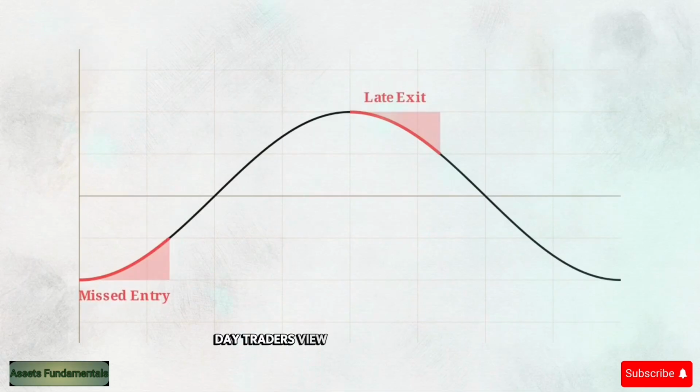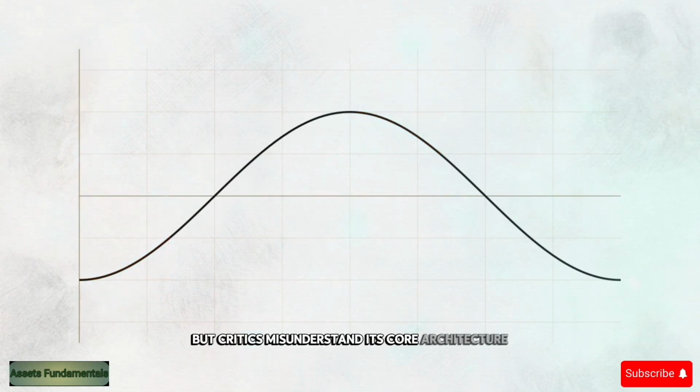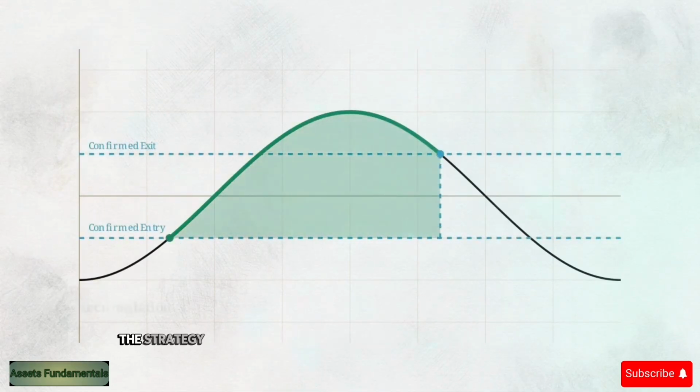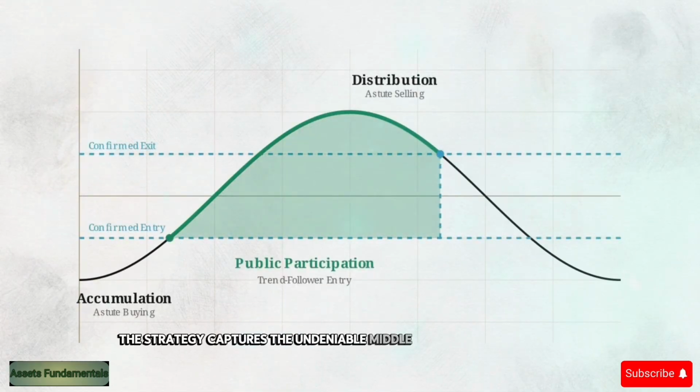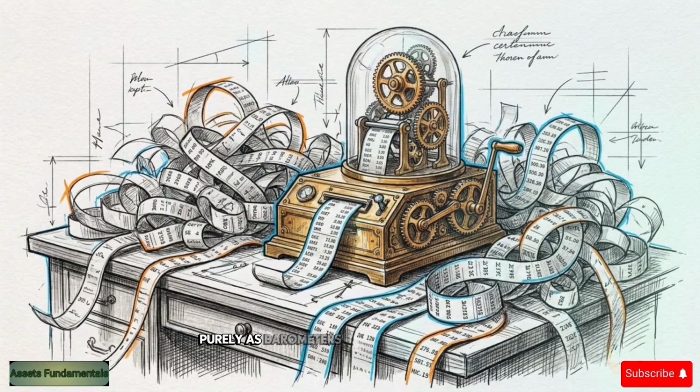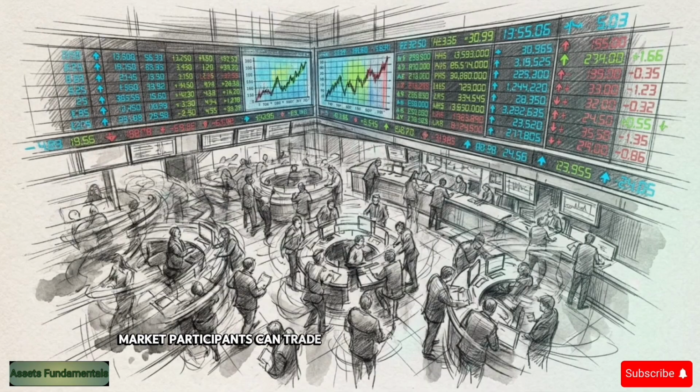Day traders view the system as too slow, but critics misunderstand its core architecture. Dow never intended to anticipate trends. The strategy captures the undeniable middle portion of market moves, once structurally confirmed. While Dow created the indices purely as barometers for business conditions, the financial landscape has evolved. Today, market participants can trade the averages directly through futures contracts and ETFs like the Diamonds Trust.